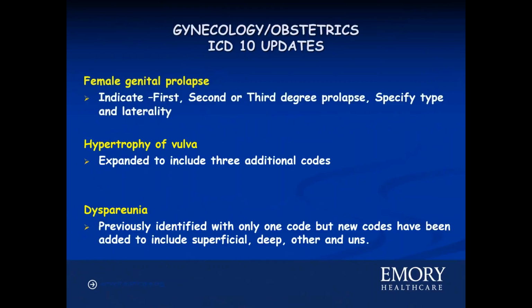Female genital prolapse indicate the first, second, or third degree prolapse. Specify the type and laterality. For hypertrophy of the vulva, it was expanded to include 3 additional codes. For dyspareunia, previously indicated with only 1 code, new codes have been added to include superficial, deep, other, and unspecified.